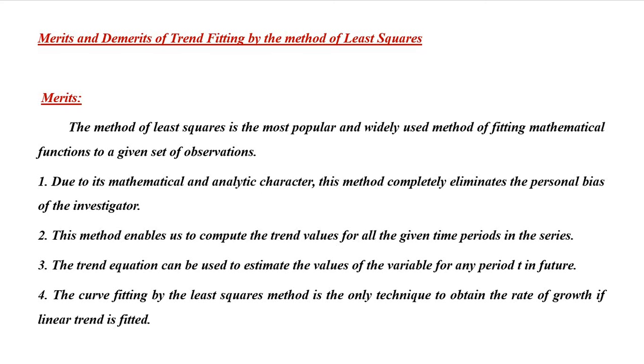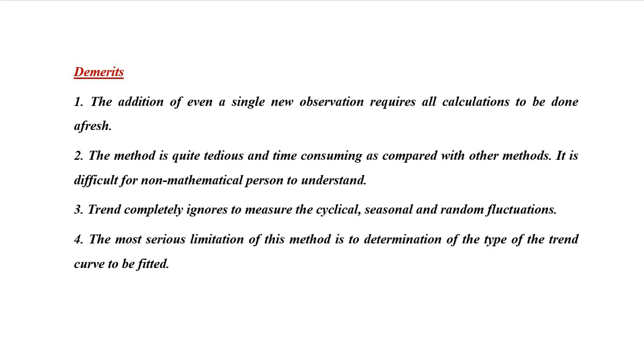The demerits are that the addition of even a single new observation requires all calculations to be done afresh. The method is quite tedious and time-consuming as compared with the other methods. It is difficult for non-mathematical persons to understand. Trend completely ignores to measure the cyclical, seasonal, and random fluctuations. The most serious limitation of this method is the determination of the type of the trend curve to be fitted.